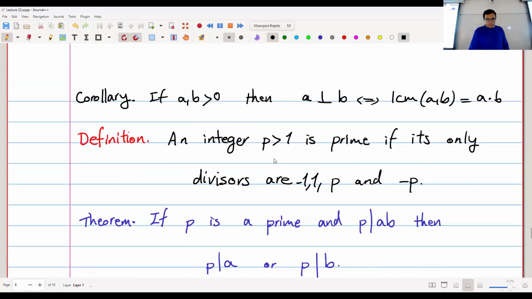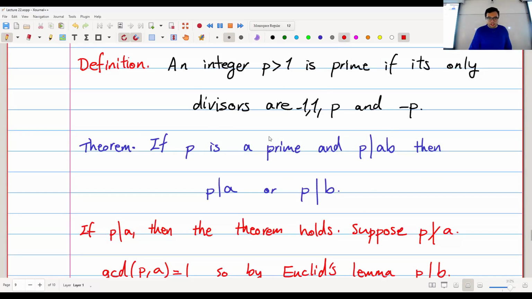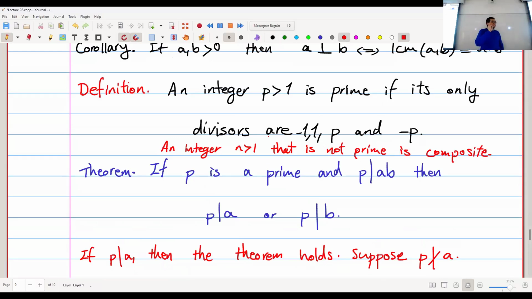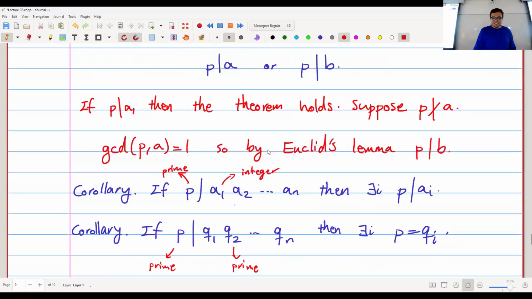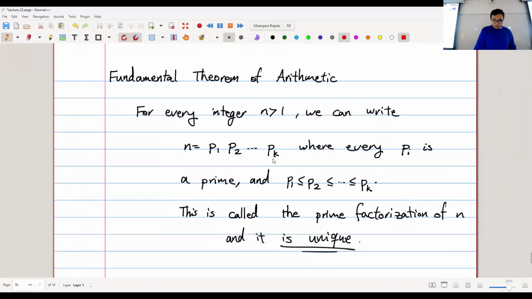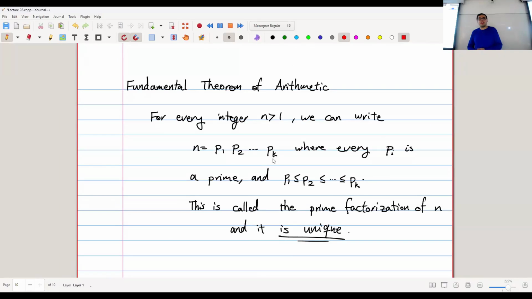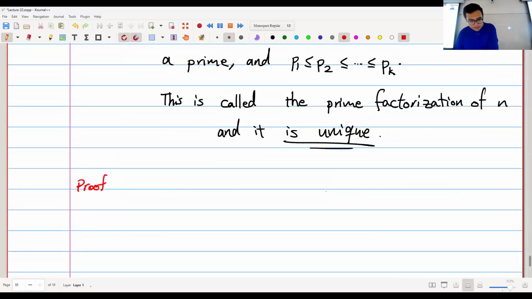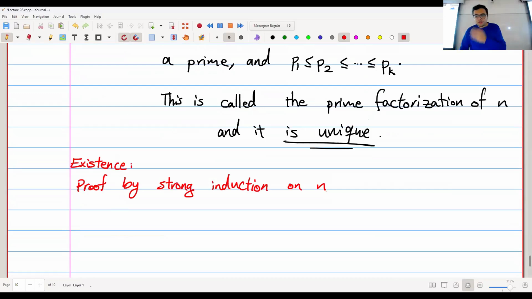So let's go back to our definition of prime, and let me actually define a composite number here as well. An integer n greater than 1 that is not prime is composite. So composite just means not prime, except that 1 is neither prime nor composite. 1 is just 1. I'm going to prove this by a strong induction on my number n. By the way, this is just for the existence. I just want to show that this kind of factorization exists.